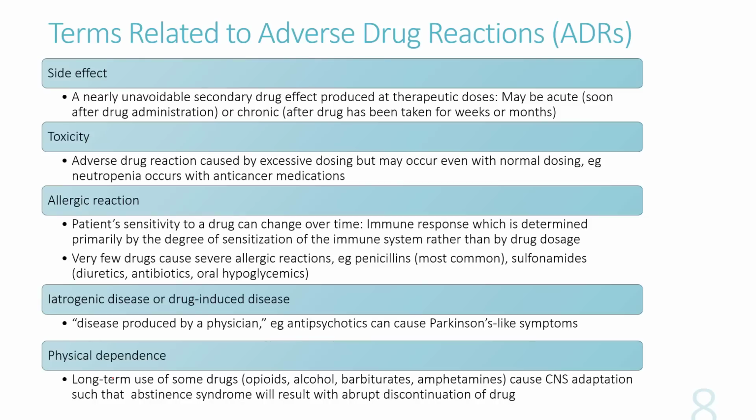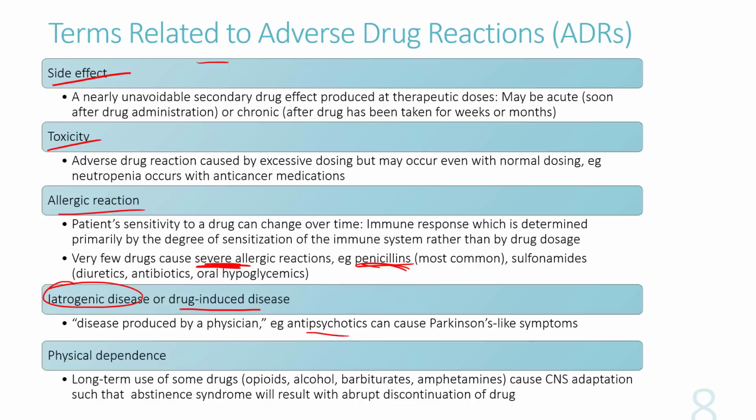So just some definitions related to adverse drug reactions. You've got side effects, toxicity, and allergic reaction, and just note that very few drugs cause severe allergic reactions. Penicillins are the most common, and then you've got sulfonamides. There are some diseases called drug-induced disease or iatrogenic disease, and that means a disease produced by a physician or a disease that's caused by a drug.